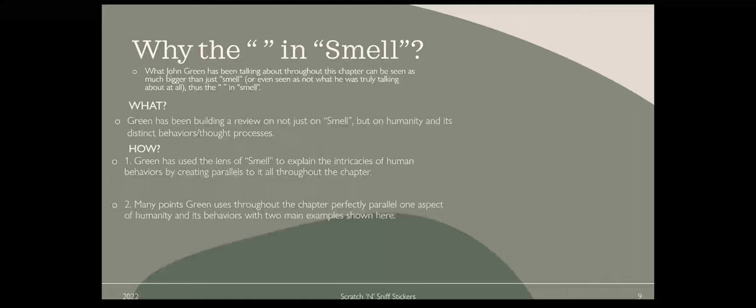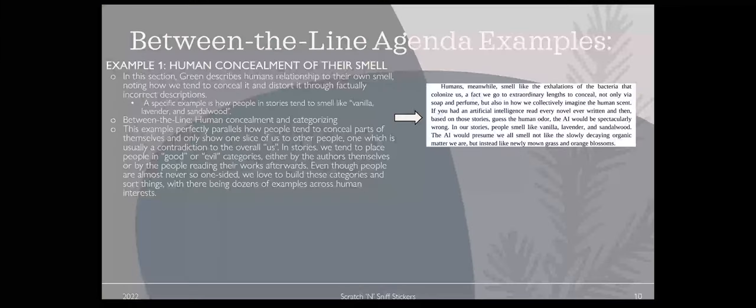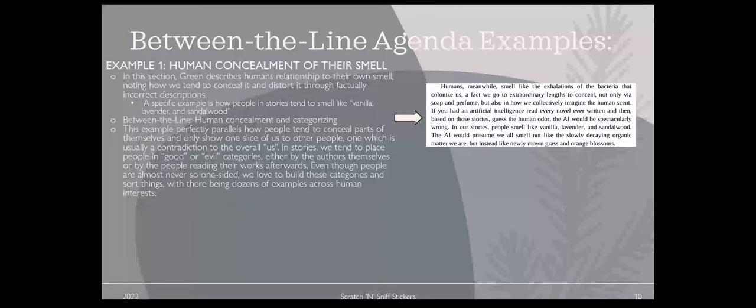Now, how does he do this? Well, there's two main reasons and explanations for why. The first one is that Green has used the lens of smell to explain the intricacies of human behavior by creating parallels to it all throughout the chapter. And a continuation of this is that many of the points that Green uses can be perfectly parallel to one aspect of humanity and its behaviors. And I have too many examples to show you here. So the first example is the human concealment of their smell.